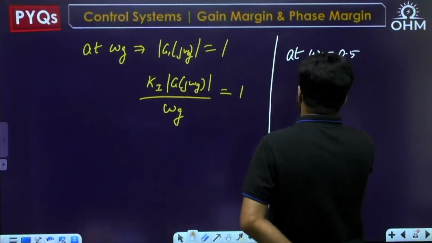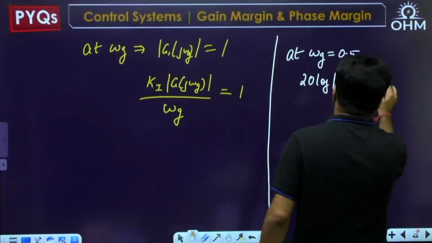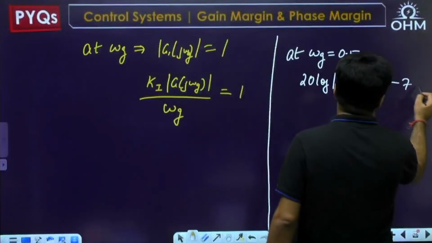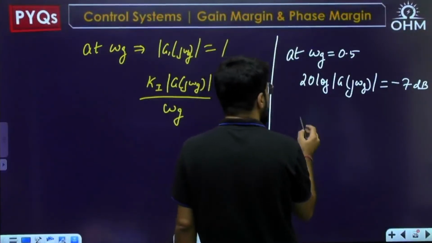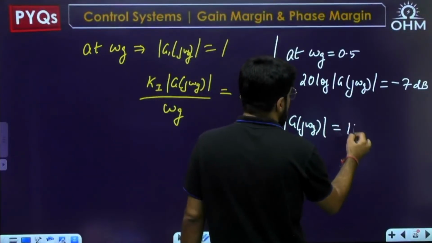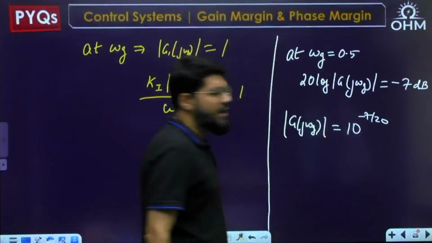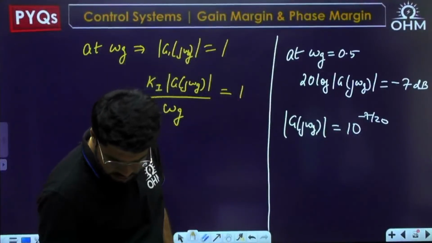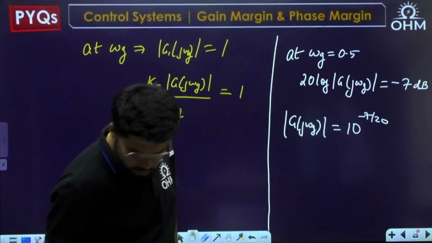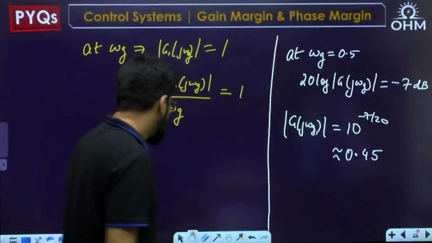So 20 log of mod G(jω_G) is given to you as minus 7 decibel. From here, what is the actual absolute magnitude? To eliminate log, I will take 10 power of minus 7 by 20, divide by 20 and then take the 10 power. This calculation can be done using a calculator. It is 0.446, or approximately 0.45. So I'll put down these values here.